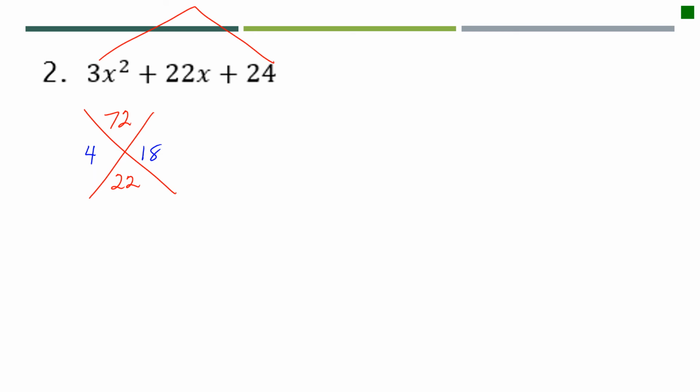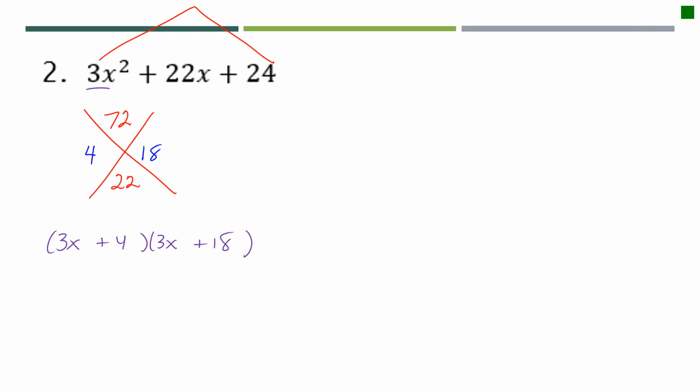So now what I'm going to do is I'm going to take my 3x. So remember, I don't do x squared in each one. I do 3x in each one. So I split the x's and I use the 3 in each set of parentheses. And then I'm going to have plus 4 and plus 18.